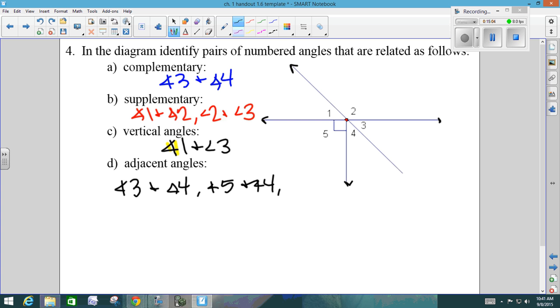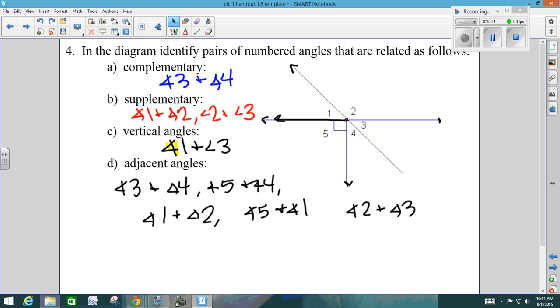Sydney, do you have a different pair? Good, angle 1 and angle 2. Dylan. Angle 5 and angle 1 would be adjacent. They are next to each other. They share this ray. And 2 and 3, good. You don't have to list them all, but I just wanted to go through them all. Adjacent, next to each other, share a ray.